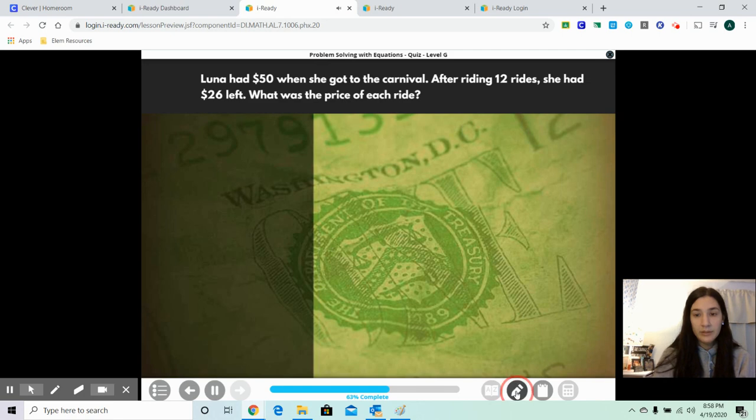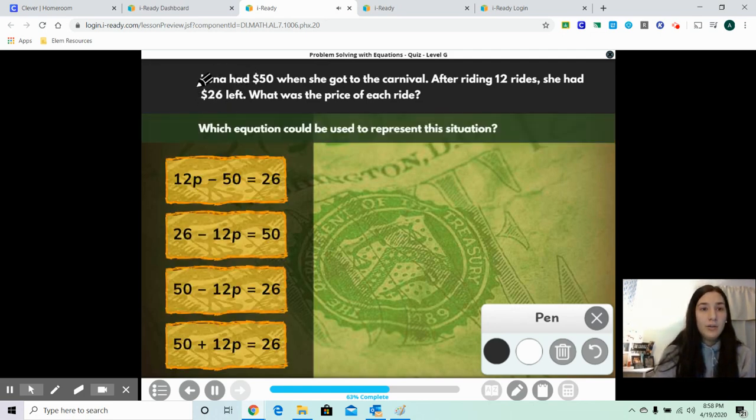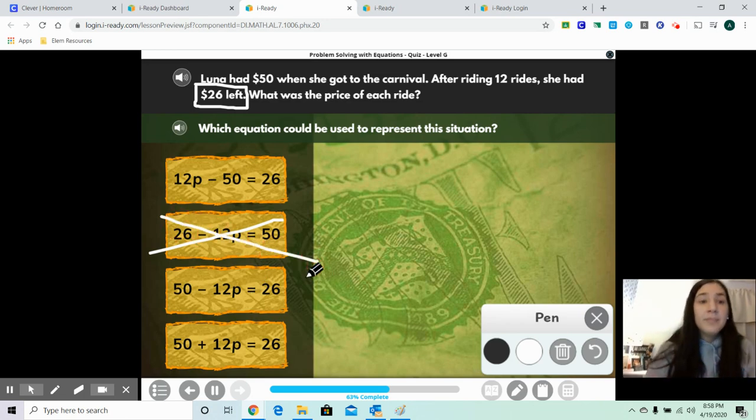Luna had $50 when she got to the carnival. After riding 12 rides, she had $26 left. What was the price of each ride? Which equation could be used to represent this situation? Okay, $26 is our total because that's what's left at the very end. So this is the silly answer right here, equal to 50. Do not get tricked.